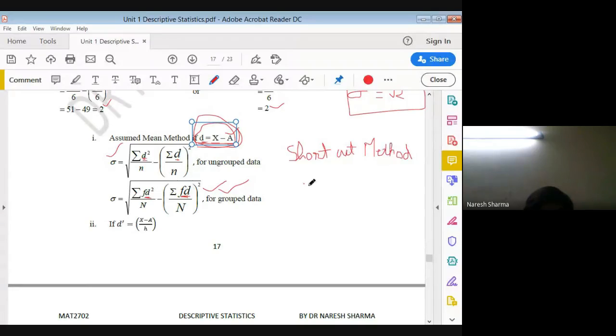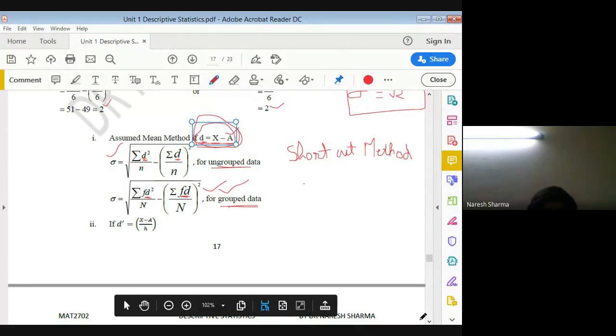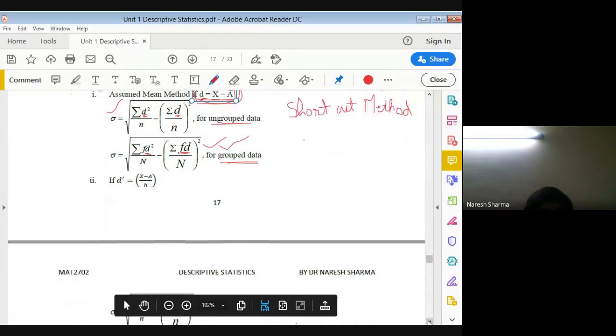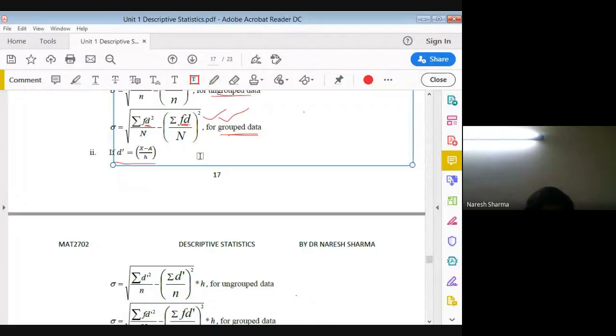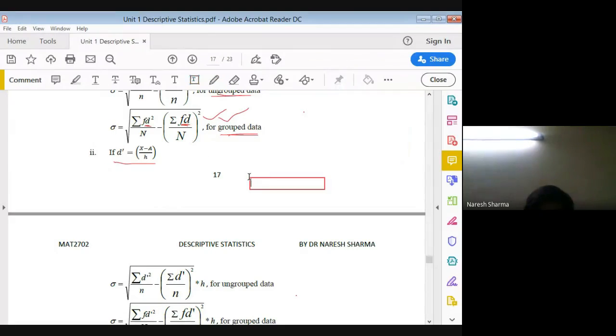And this is called the shortcut method. If we replace d in the same formula by x minus a, we can do it for grouped data also, and the same thing for ungrouped data also. In both you can apply this, we just replace x in the formula by x minus a. One more thing we have: if we replace x by d dash, then the formula or method is called step deviation.